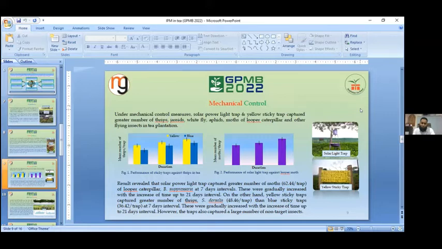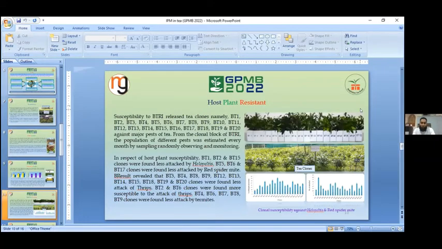And one trap caught 48.46 per trap, then blue sticky trap at 7 days interval. So these were significantly and gradually increased with the increase of time up to 21 days interval. However, the traps also captured a large number of non-target insects. This is the challenge of these mechanical techniques. Next, under host plant resistance, susceptibility to pests.